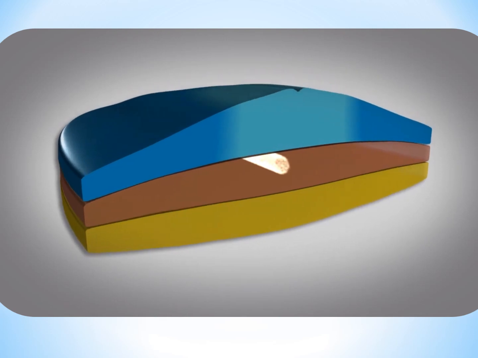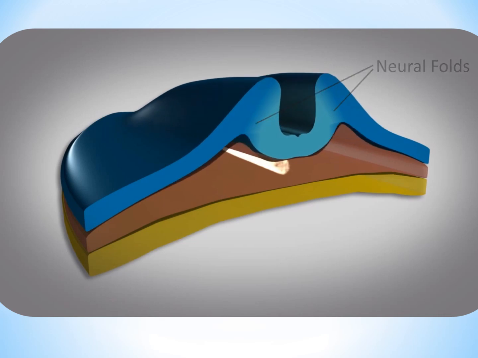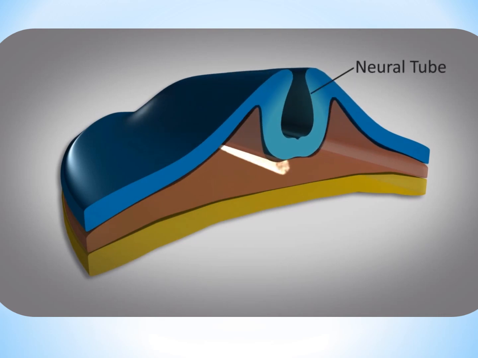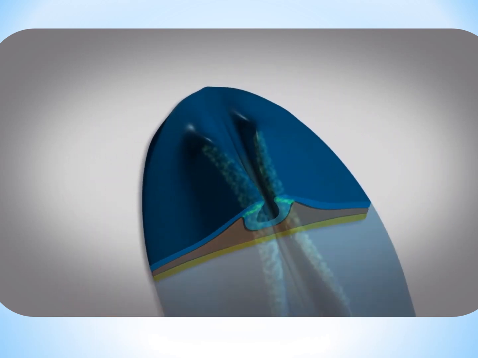In the 3rd to 4th weeks of development, a cord called the notochord is formed. This induces the cells in the overlying ectoderm to thicken, forming a region called the neural plate along the back of the embryo.